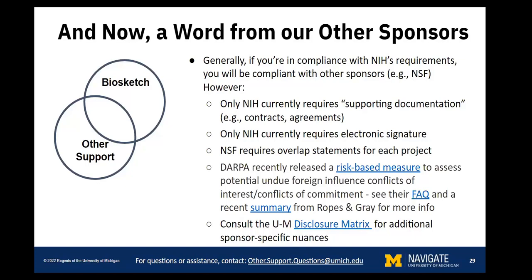And then I think April's going to touch on this also in our resources slide, but there is a new disclosure matrix tool that we've developed specifically for here at U of M that provides more information on all the different types of information that an investigator may be involved with, and then where they need to disclose that, including M-Inform, the Biosketch, OtherSupport, etc. So that's a very helpful tool.